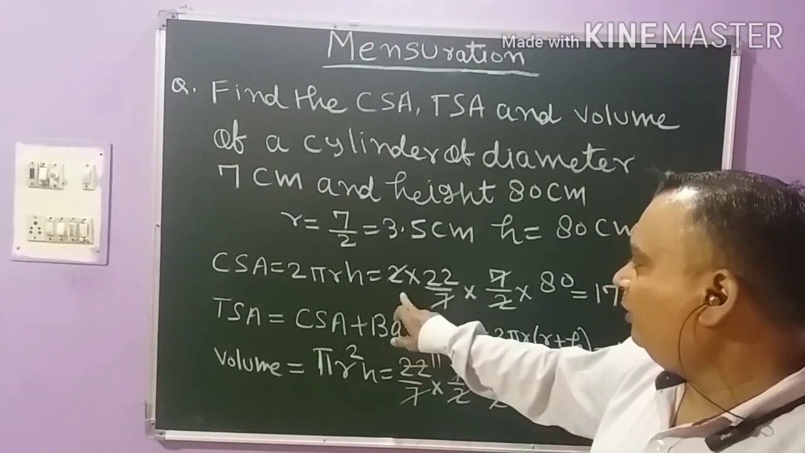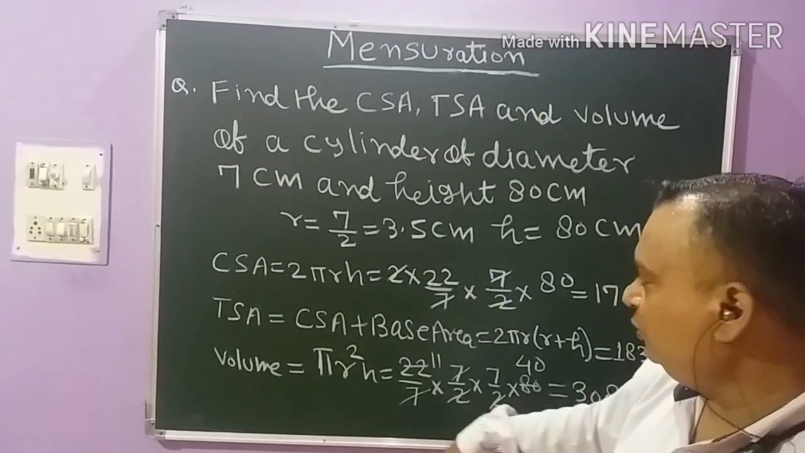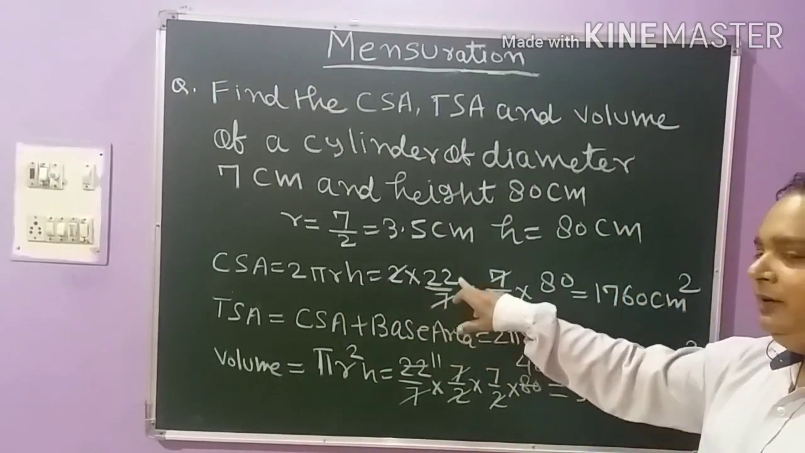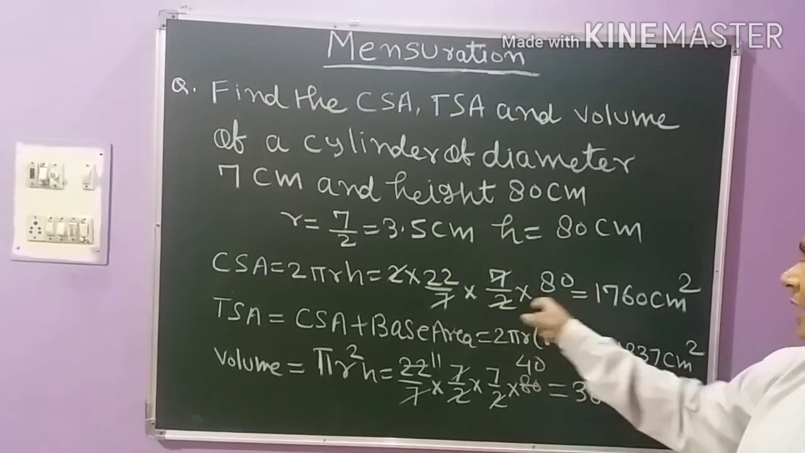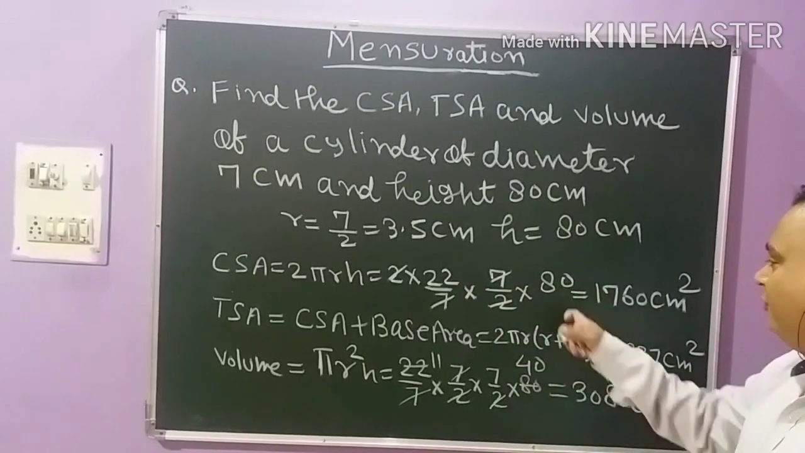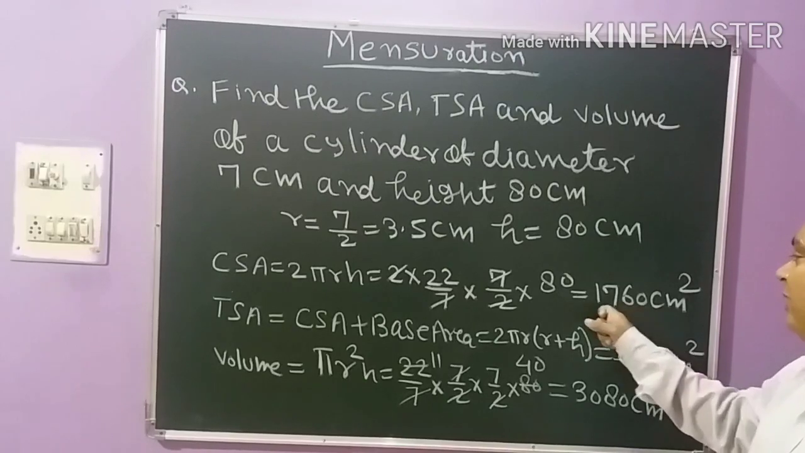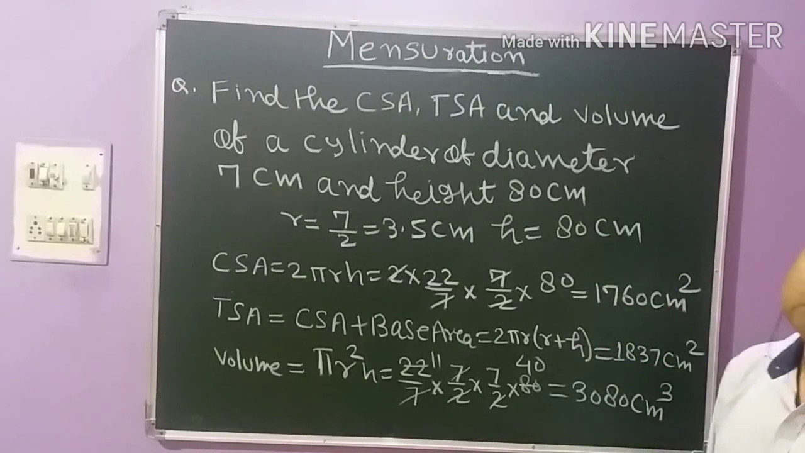Now the formula of CSA of cylinder is 2 pi RH. So put the value of R and H in the formula. In place of pi, put 22 by 7. In place of R, 7 by 2, and the height is 80. So when we solve, it will be 1760 centimeter square.